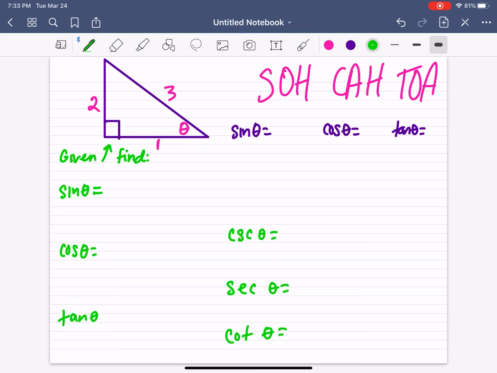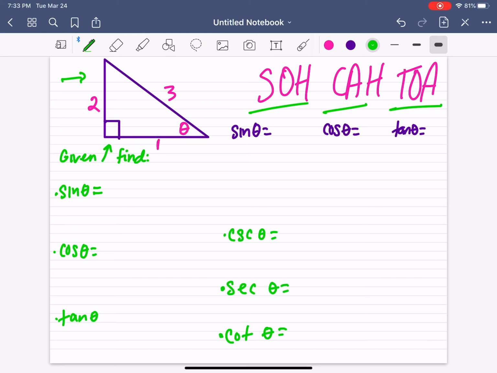Now let's apply that to this following triangle. So given this triangle, let's set up the following ratios: sine of theta, cosine of theta, tangent of theta, cosecant of theta, secant of theta, and cotangent of theta. In order for you to do that, you have to know the following acronym. You have to know what SOH CAH TOA means.